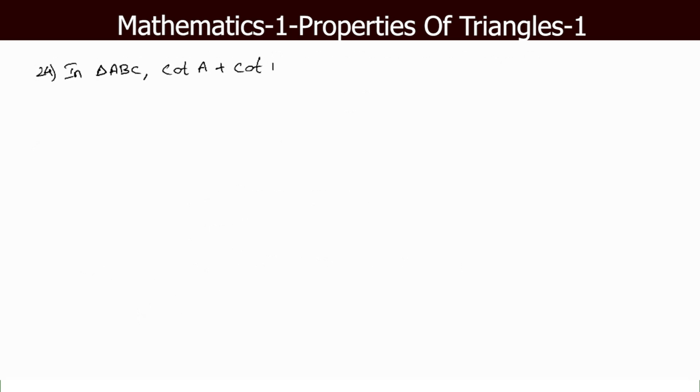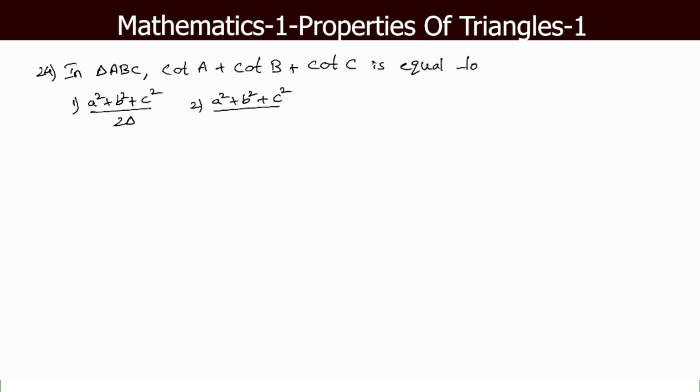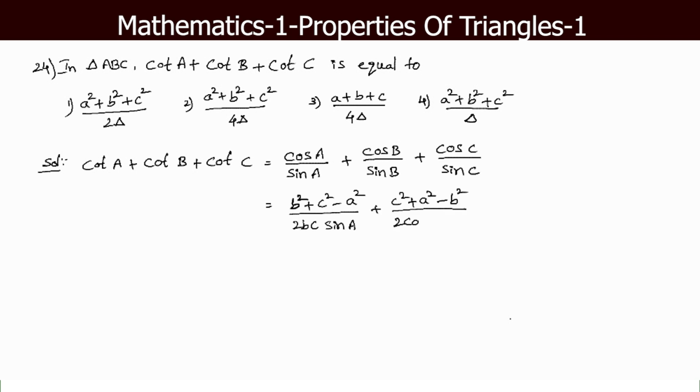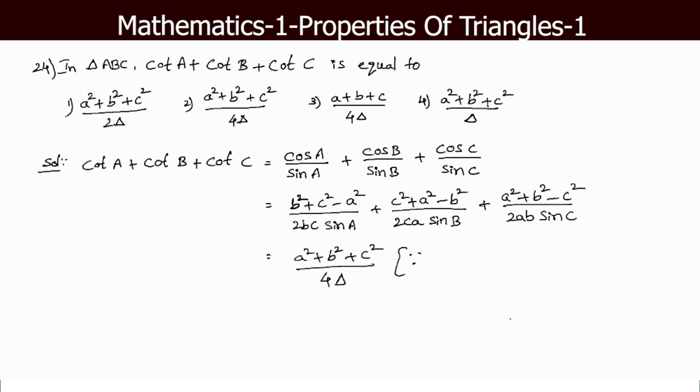24. In triangle ABC, cot A plus cot B plus cot C is equal to: 1) (a² + b²) by 2Δ, 2) (a² + b² + c²) by 4Δ, 3) (a + b + c) by 4Δ, 4) (a² + b² + c²) by Δ. Now, cot A plus cot B plus cot C can be written as cos A by sin A plus cos B by sin B plus cos C by sin C. Using the cosine rule and sine rule and simplifying, you will get that this is equal to (a² + b² + c²) by 4Δ, and the correct option is option number 2.